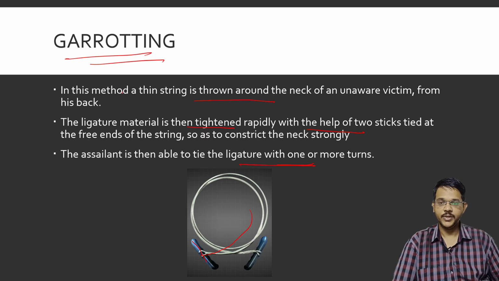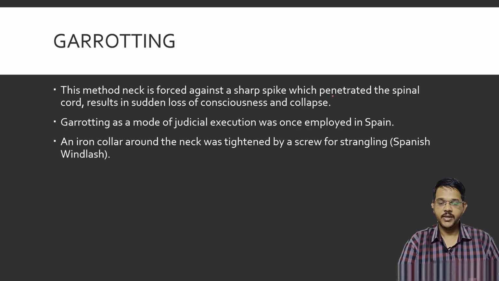Because of sudden compression, there may be a sudden spike that may penetrate or injure the spinal cord, leading to loss of consciousness and collapse. Garroting was also used as a mode of judicial execution once in Spain. Here, instead of wire, the victim was sitting in a chair with an iron collar placed on the neck. This iron collar had a screw, and the collar was squeezed by tightening the screw. This was known as the Spanish windlass.